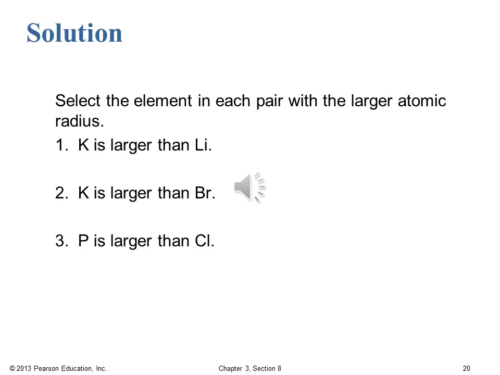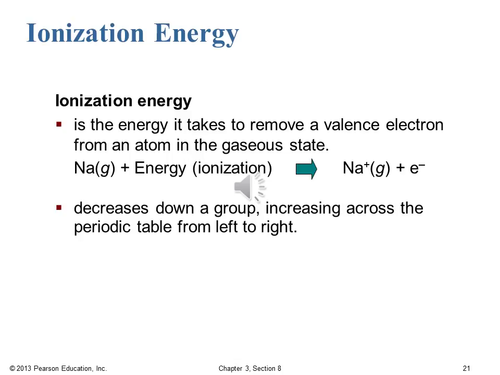Hopefully you got those. If you're still struggling, my guess is it's probably 2 and 3 that caused you more trouble than number 1, and it's, again, just a matter of practice, getting used to that idea of electrons being pulled closer to the nucleus as you go across from left to right in the periods.